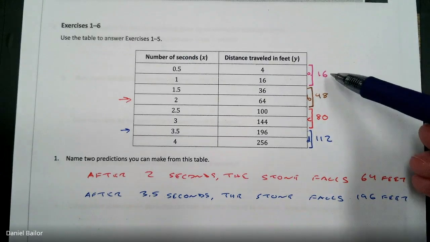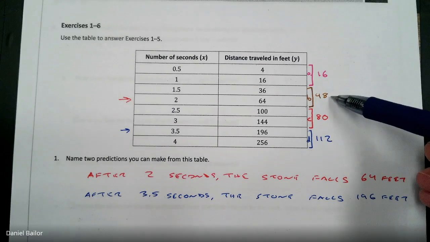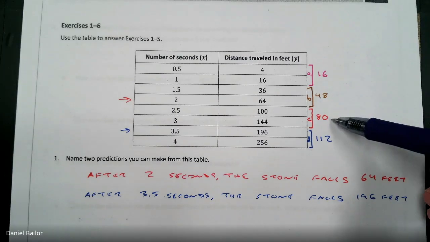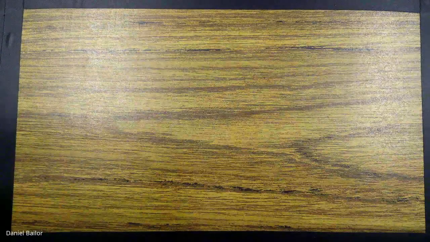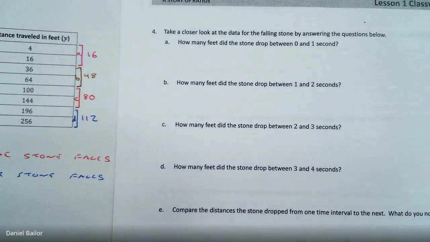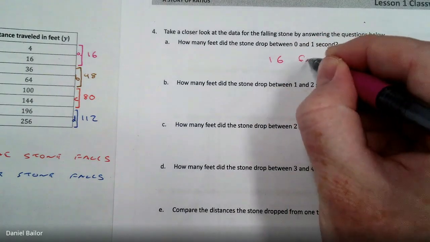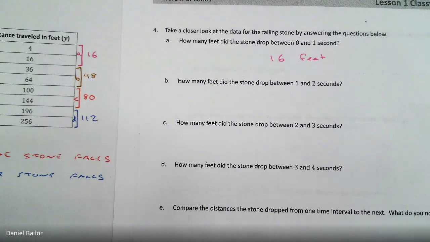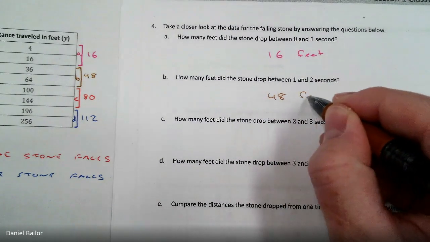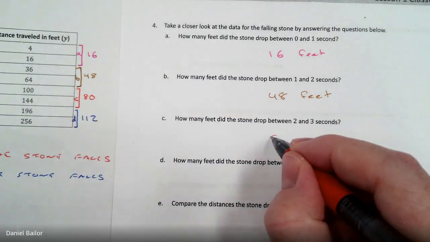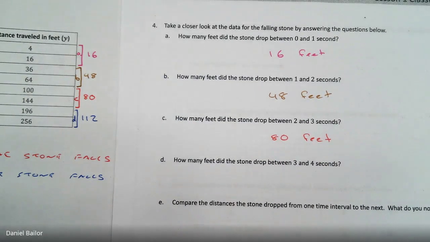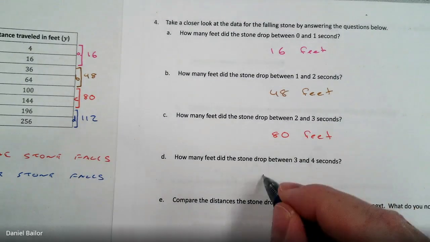So in the first second, it moved 16 feet. Second 2, it moved 48 feet. Second 3, it moved 80 feet. Second 4, it moved 112 feet. So you can see every second it falls, it moves more. So let's put these answers on exercise 4. How many feet did the stone drop in the first second? 16 feet. Between 1 and 2 seconds? 48 feet. Between 2 and 3 seconds? It dropped 80 feet. And part D, between 3 and 4 seconds? It dropped 112 feet.